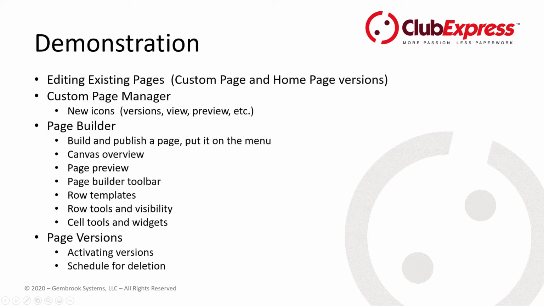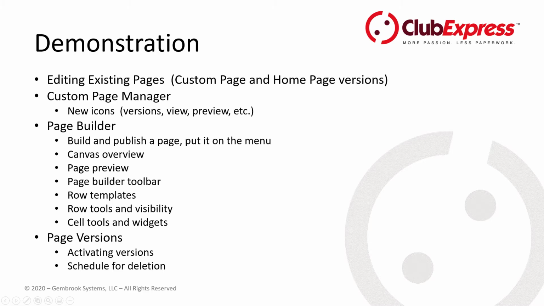So let's talk about what I'm going to try to demonstrate today. I'm going to show you about editing existing pages. Then we're going to look at the custom page manager and take a look at a couple of the icons for versions, view, preview, etc. Then most of what I'm going to talk about today is the page builder. I'm going to attempt to build and publish a page very quickly, maybe even put it on the menu. I'm going to give you an overview of the page builder canvas, take a look at the page preview, look at the page builder toolbar, row templates, the tools for rows and visibility, the tools for cells and widgets, and then we'll touch on page versions and scheduling them for deletion. So there's a lot here.